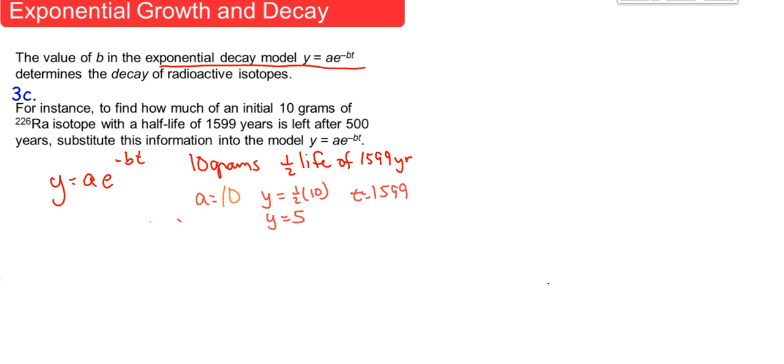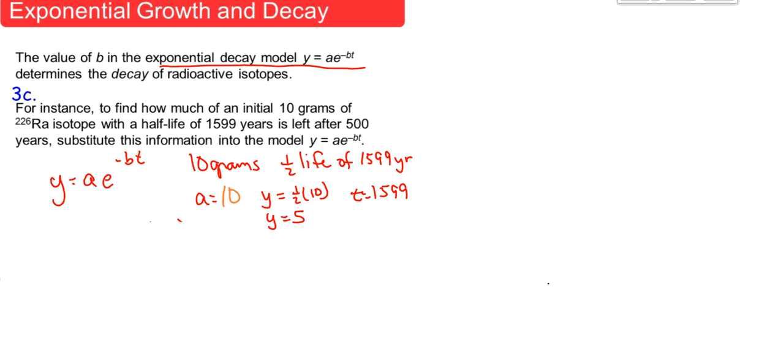So this time we don't have the model, but we have to get the model, and it talks about the half-life here. So when we look at this, here are things we know. Use the exponential decay model. We have 10 grams initially, and it has a half-life of 1,599 years. So what that means is that if A equals 10, the initial amount, y is going to equal half of that, 5, in a time of 1,599 years.